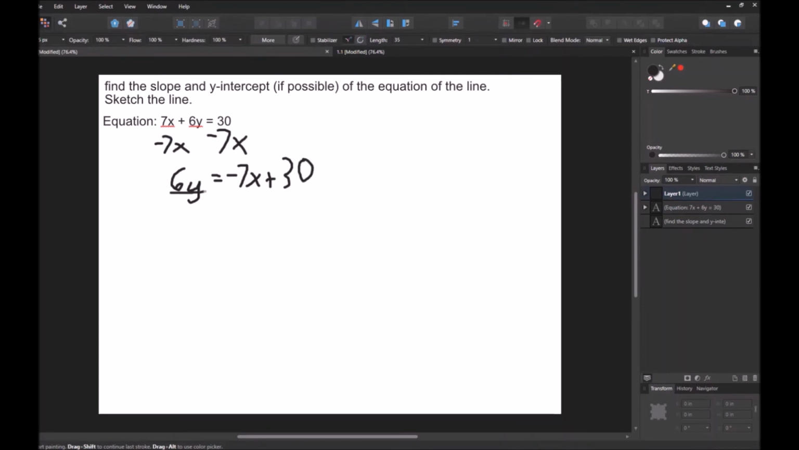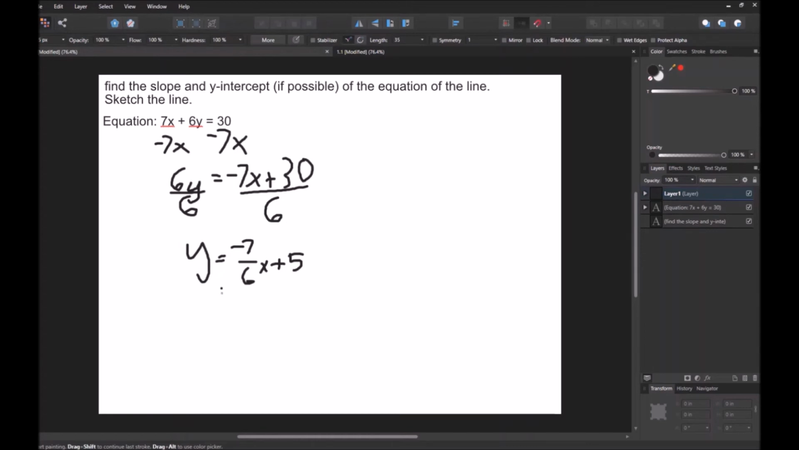Then I'm going to divide by 6 on both sides. That 6 could be written better. So then we're left with y equals negative 7/6 x plus 5. Now this looks like a more familiar form for us. This looks like the mx plus b form, the slope-intercept form.